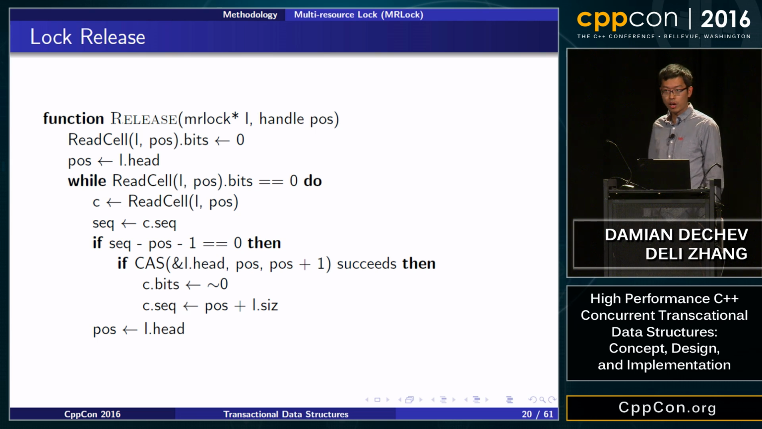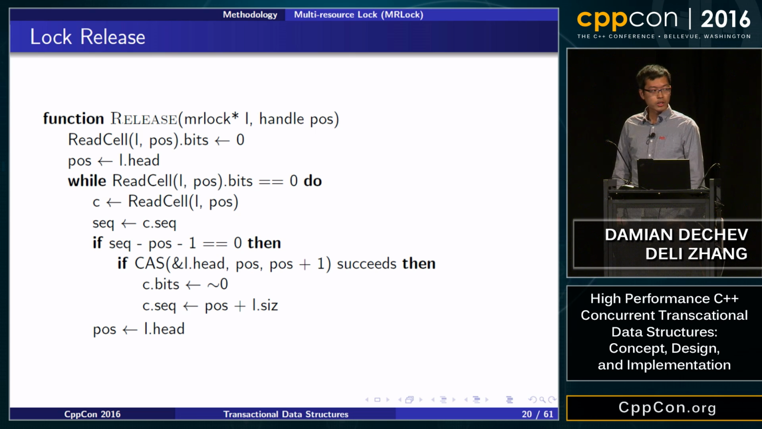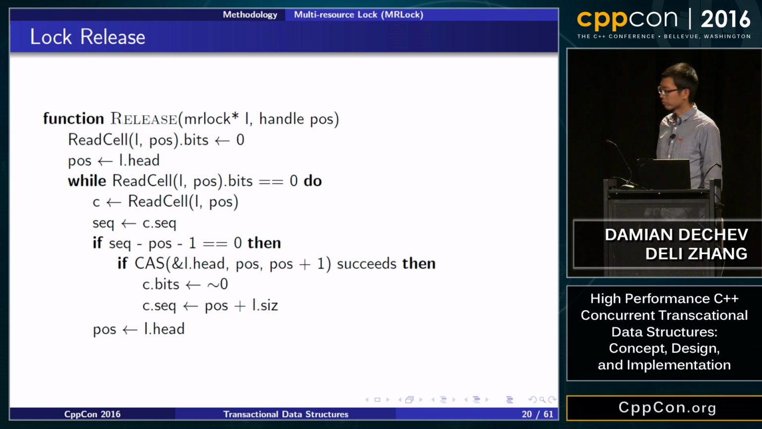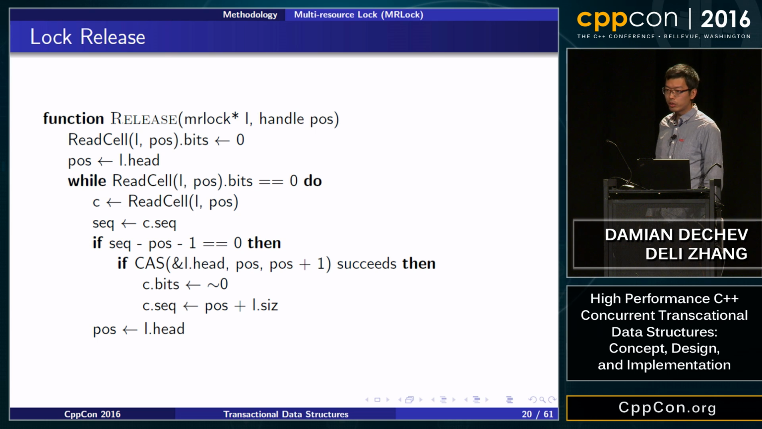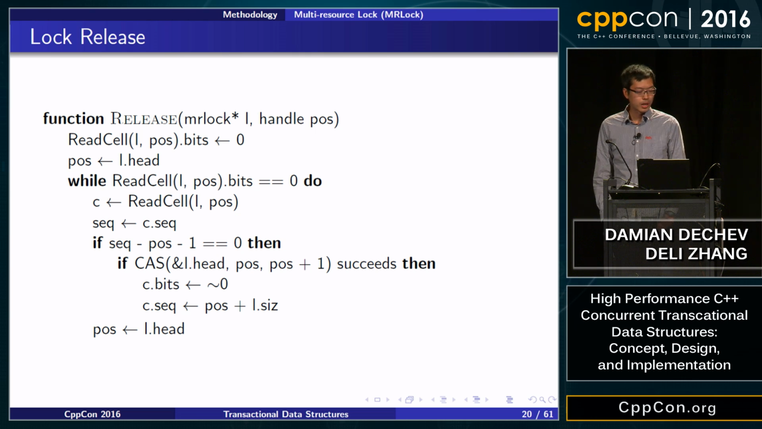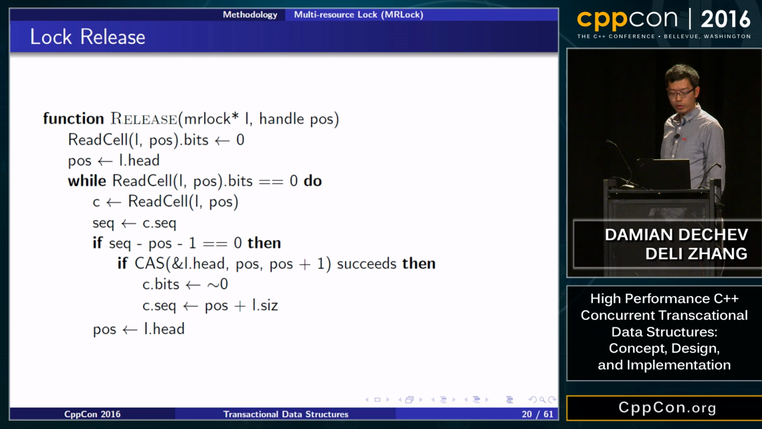To release a lock, the user passes in the lock handle, and the bit set in that associated cell will be set to 0. Next, we need to do one thing. We need to clear from the head to advance the head index, but we only do this if the bit set in the head cell has already been cleared. If so, we will reset the bits in the cell to ones, and we will increment the sequence number in that cell to indicate the cell is free to be reused again.